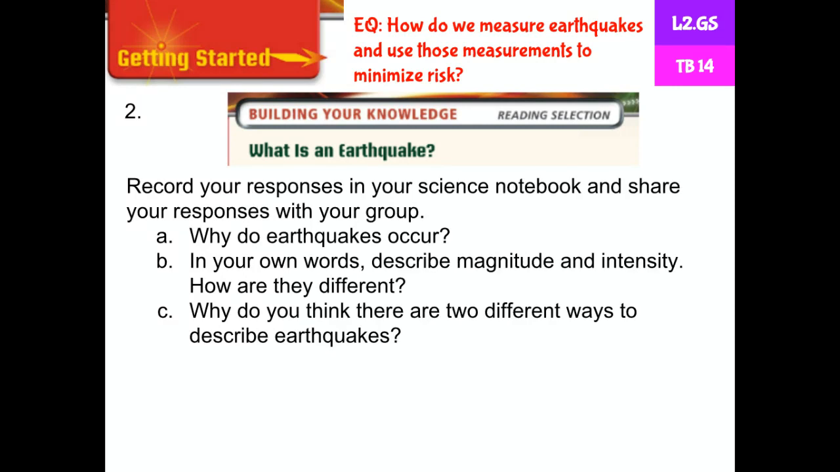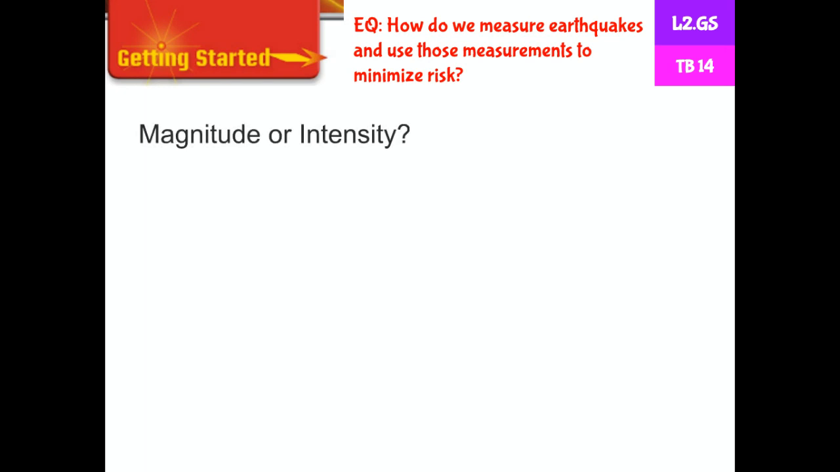For number 2, we're going to record the responses to the following questions in your notebook and share those with the group. We're going to be talking about magnitude versus intensity. Those are two things you need to understand when it comes to earthquakes. And then we're going to be answering which is which.